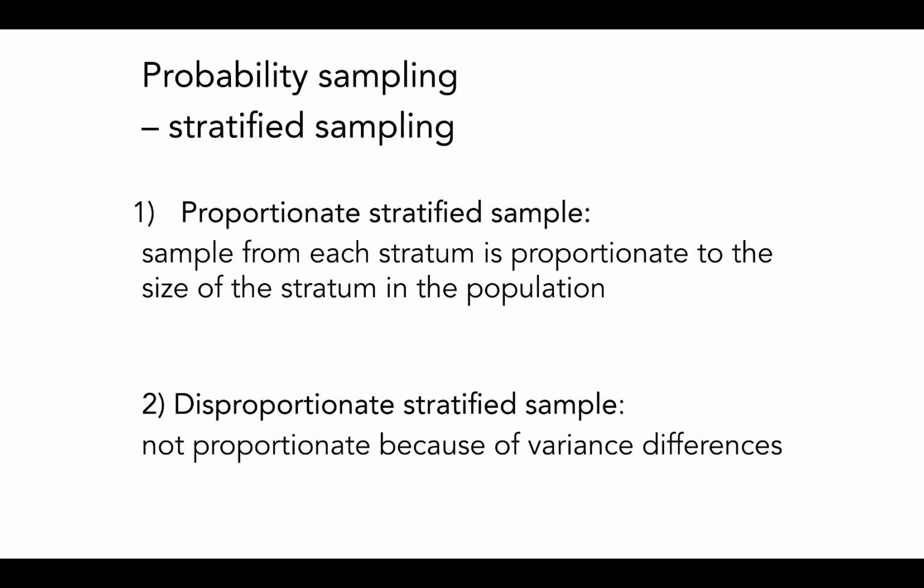Proportionate stratified sampling means that you sample certain units from each stratum in a proportionate way to the size of that stratum in the population. So you respect the proportions in the population. Disproportionate stratified sampling is when you don't respect those proportions, but you have a good reason for that: you do that because of variance differences.